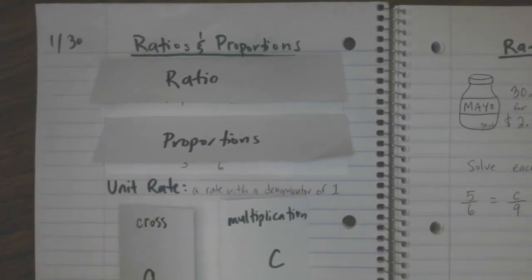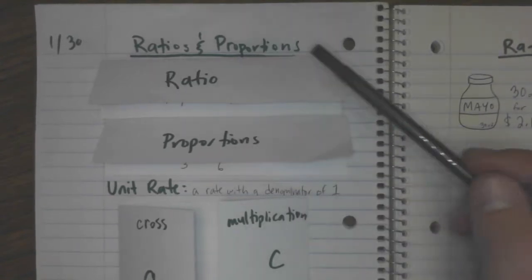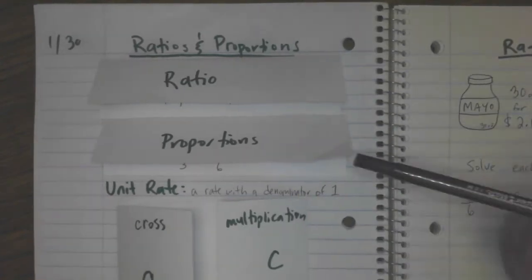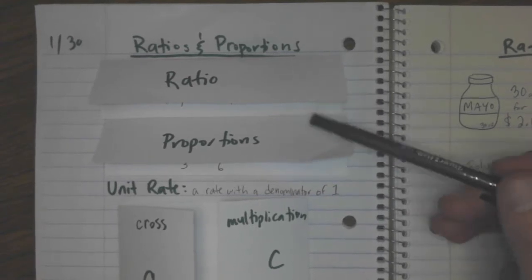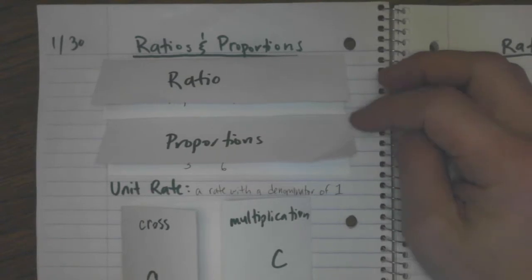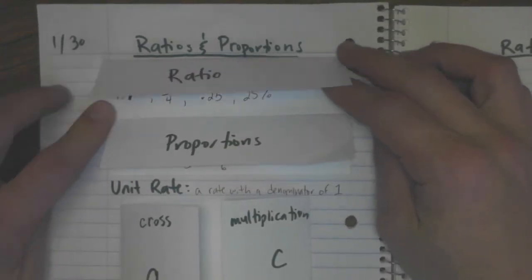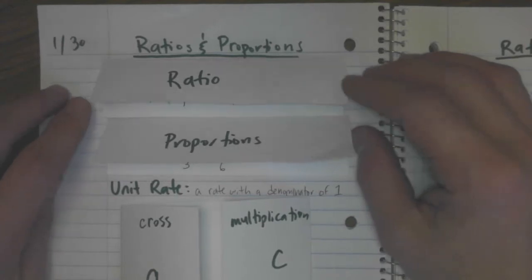So please make sure you title your notes, ratios and proportions. You date them and also put a page number. So we start off with three definitions. So we have the definition for ratio right here, which is also in your slideshow that you can see.